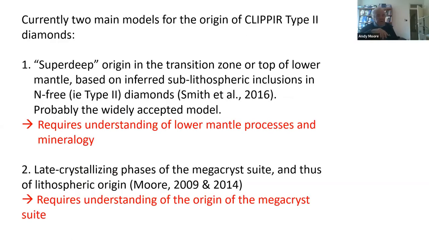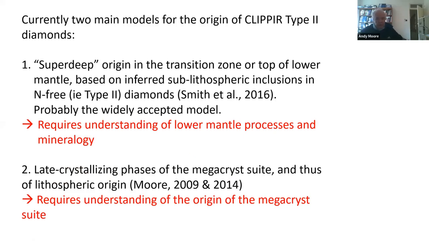And there are two main models. The first, which is probably the most widely accepted, is that they have a super deep origin. And this is a model developed by Evan Smith and his co-workers. If this model is correct, then developing a predictive proxy means that we have to understand low mantle processes and mineralogy.